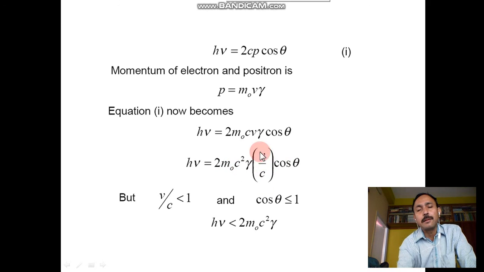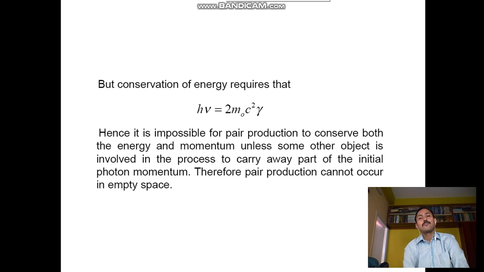Now v by c, where v is the velocity of the particle and c is the velocity of light. The velocity of the particle is less than the velocity of light, so v by c is less than 1, and cos theta has a range from minus 1 to plus 1. So cos theta is always less than or equal to 1. So h nu is always less than 2 m naught c square gamma, that means 2 mc square, since gamma m naught means m. But conservation of energy requires that h nu should be equal to 2 m naught c square gamma.